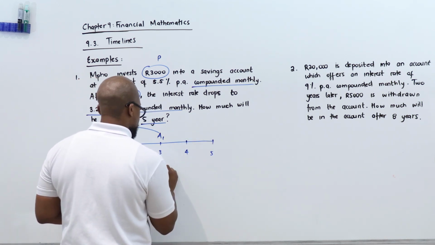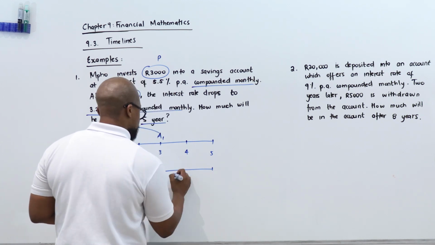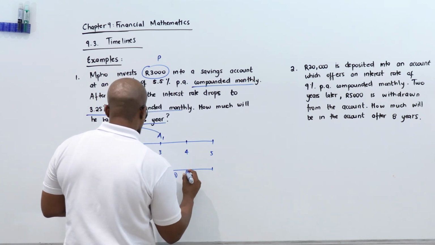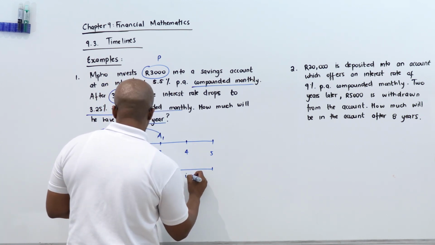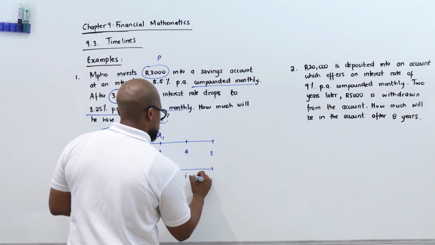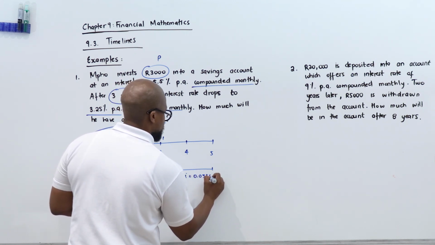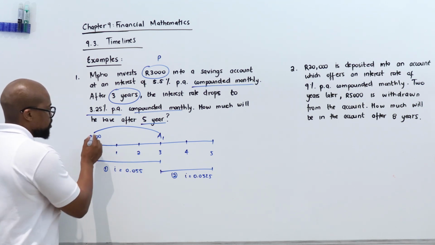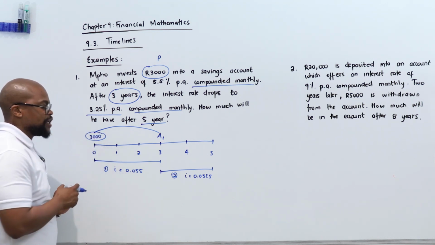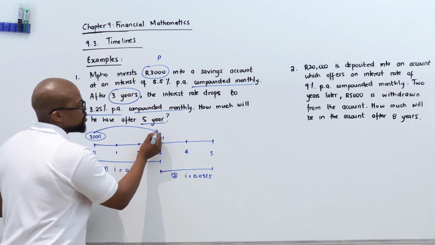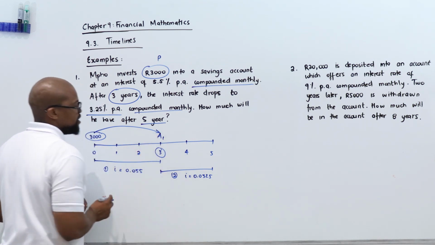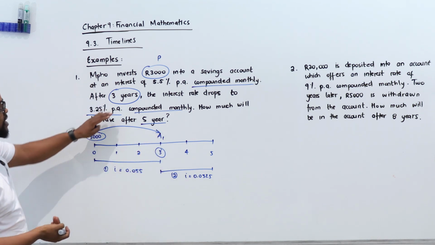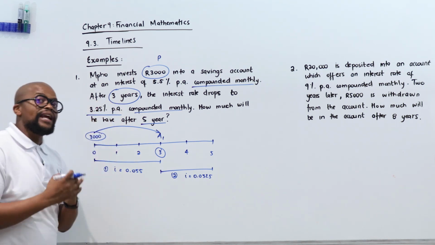And in the next 2 years, which is then going to be your part 2, your interest rate now changes to 3.25%, so that's going to be 0.0325. Okay? So this is the crux of the problem. All you need to do is to always take your principal amount, and accumulate it to the year where there is a change in your investment horizon. As we can see, after 3 years, the interest rate changes.